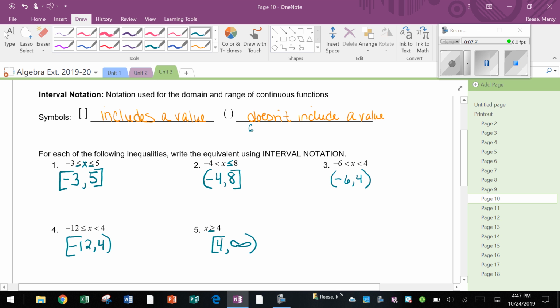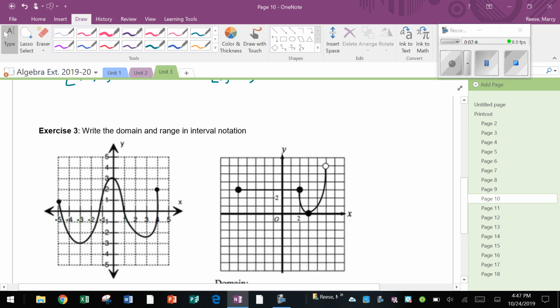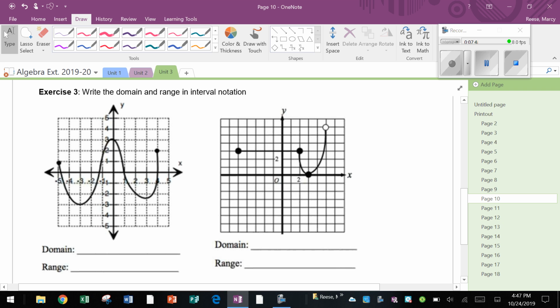So let's write that above. Always wrap -infinity and infinity with parentheses. All right. So I gave that quick little review on interval notation so that you can express domain and range using that.